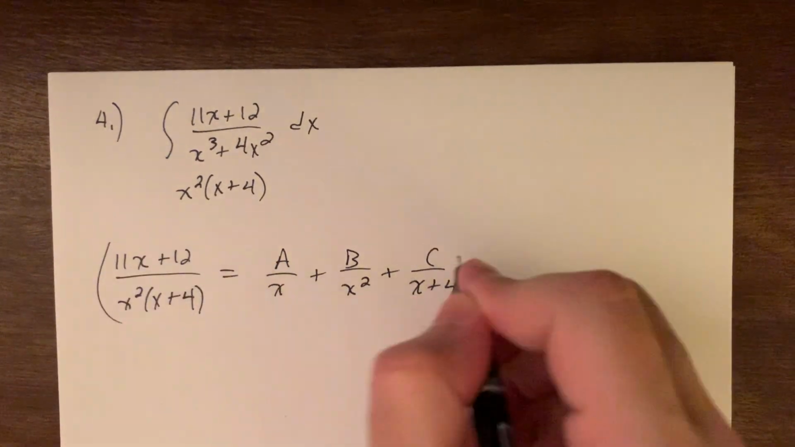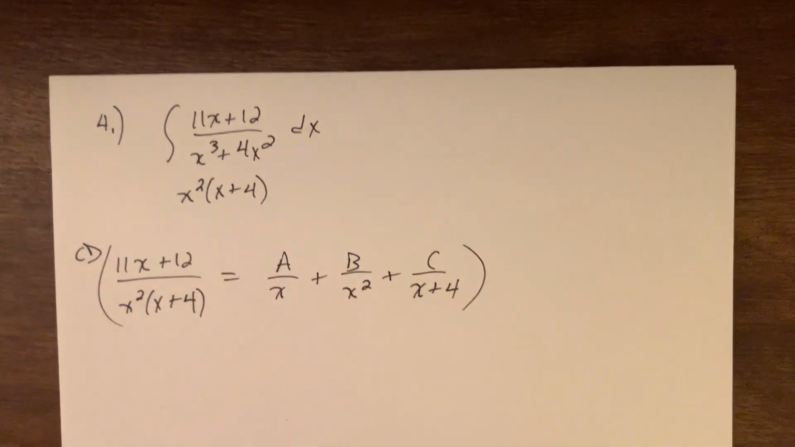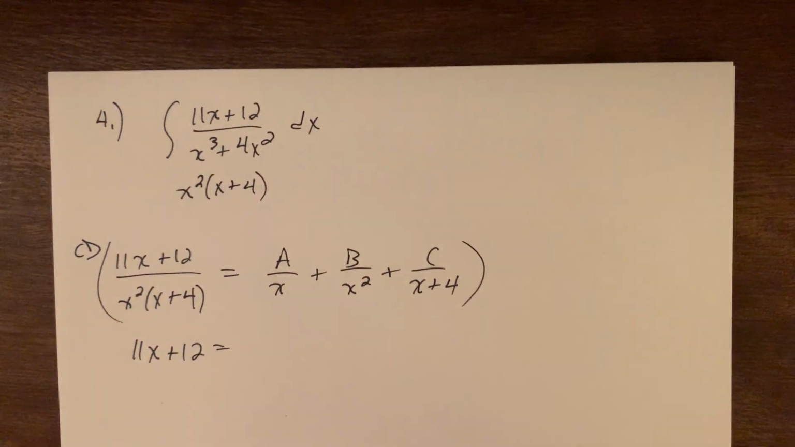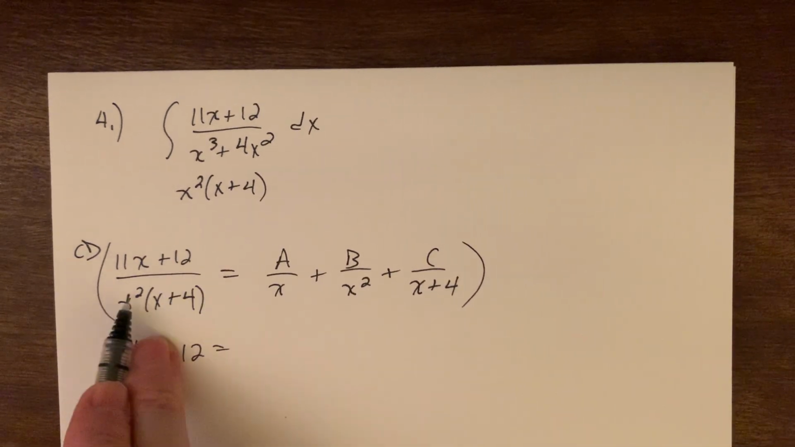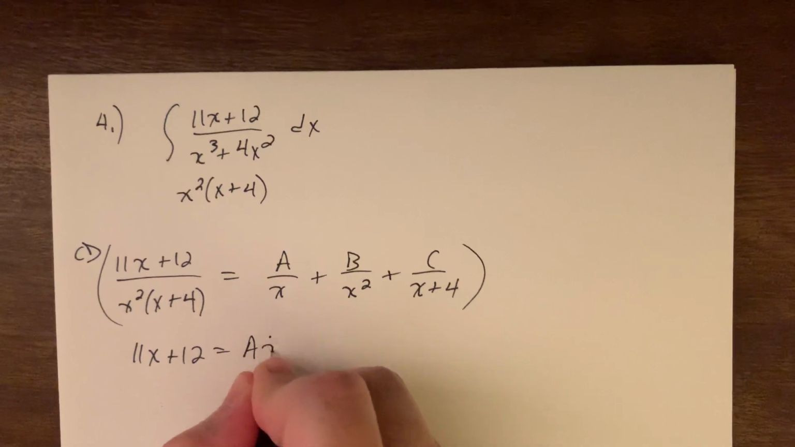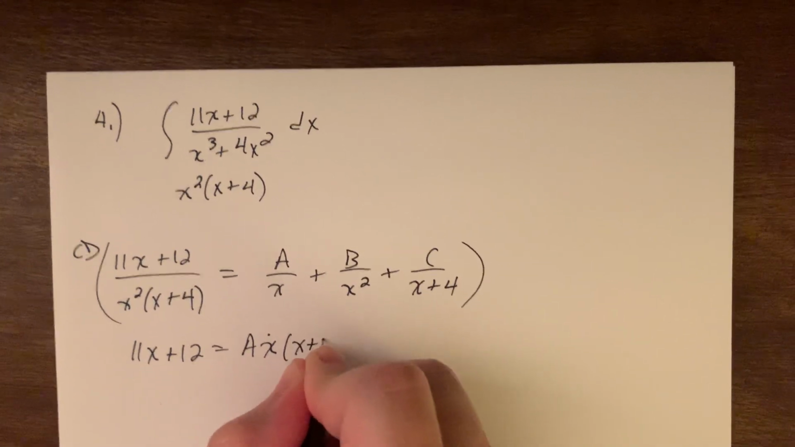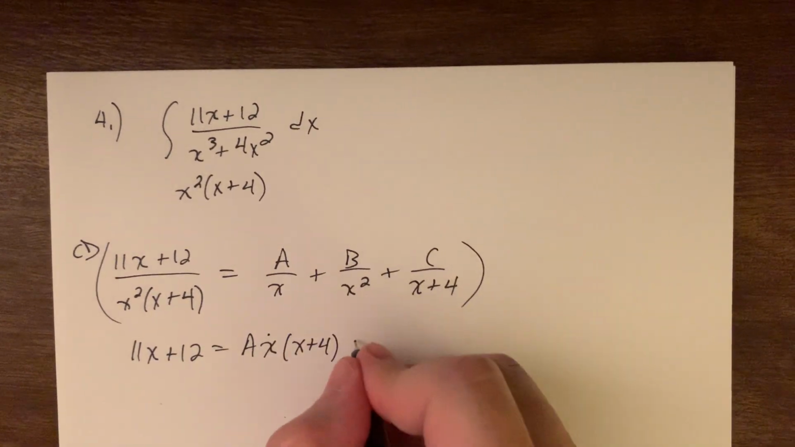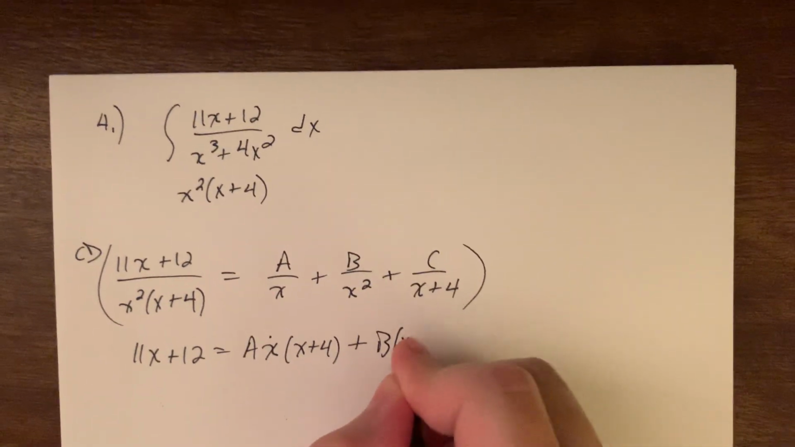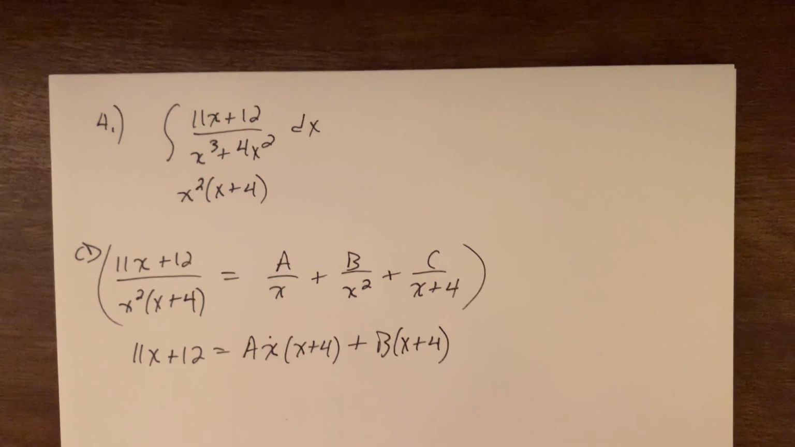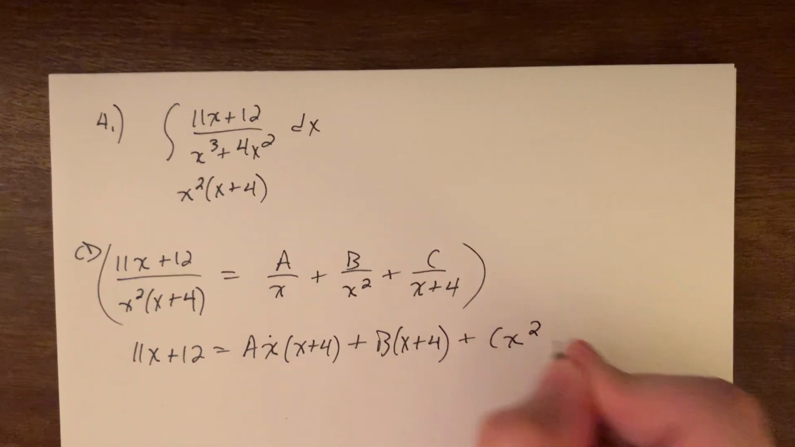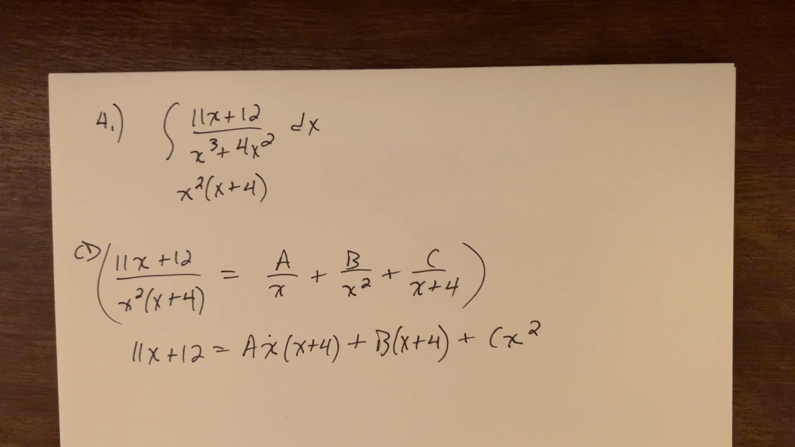Multiply everything by the common denominator, clear the fractions. 11x plus 12 on the left side. All of this, x would cancel, but I still have 1x left and the x plus 4 attached to the a, plus, now the whole x squared cancels, b times x plus 4. Here the x plus 4 cancels, so we just get a c times x squared.